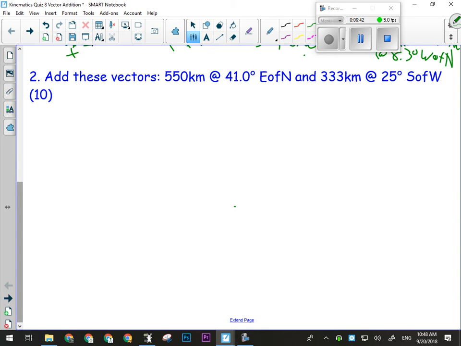Okay, it's out of 10. We're adding the 2 vectors listed here. 550 kilometers at 41 degrees east of north. Okay, so east of north. There's north, 41 degrees east of north. Okay, kind of looks like that. Here's X, here's Y, here's 41 degrees and 550 kilometers.